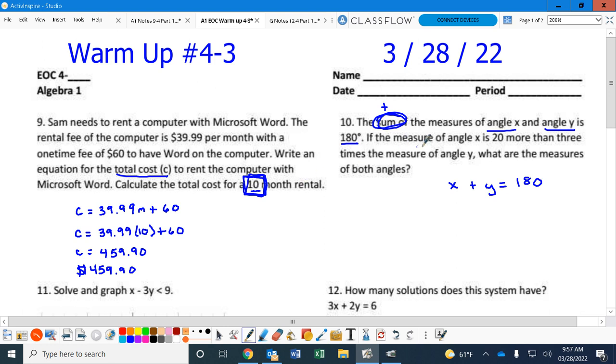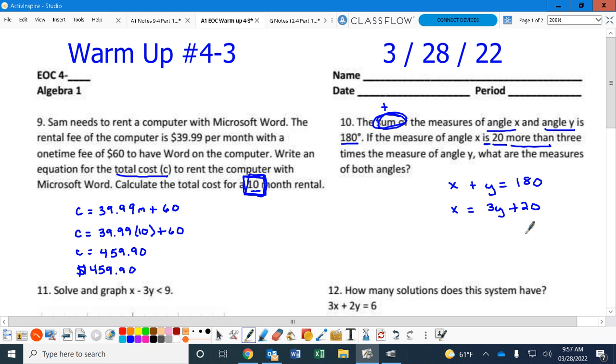Says if the measure of angle X is, guys, when they say X is, what do they mean? X what? Equals. X equals 20 more than 3 times the measure of angle Y. So guys, 20 more than means we're going to be adding 20, but that 20 has got to be added to the end. So it's going to be plus 20 on the end right here. And then 3 times the measure of angle Y, how would we write that? 3y. Perfect.